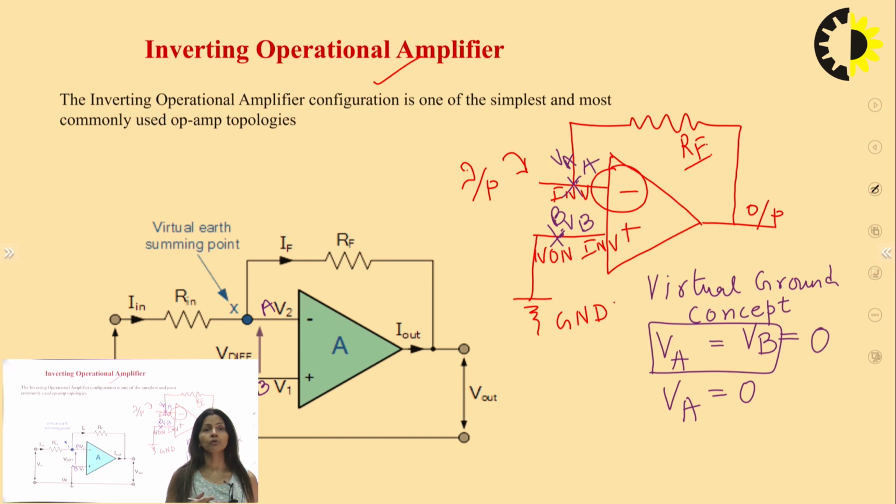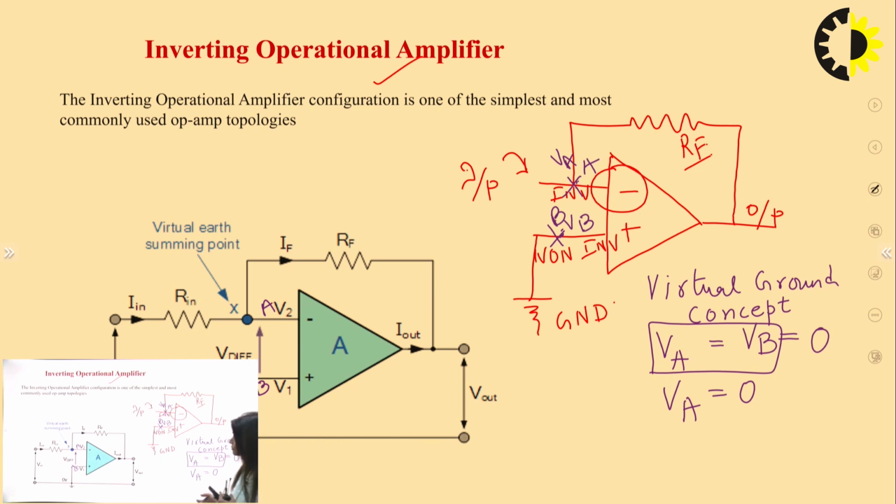So again I am going to repeat. First of all, you have to check that the feedback resistance is connected between the output terminal and the inverting terminal. The second is that the op-amp which we are considering is ideal, and the third is the virtual ground concept, which states VA is equal to VB is equal to 0 here. Coming to the next part, to solve it.